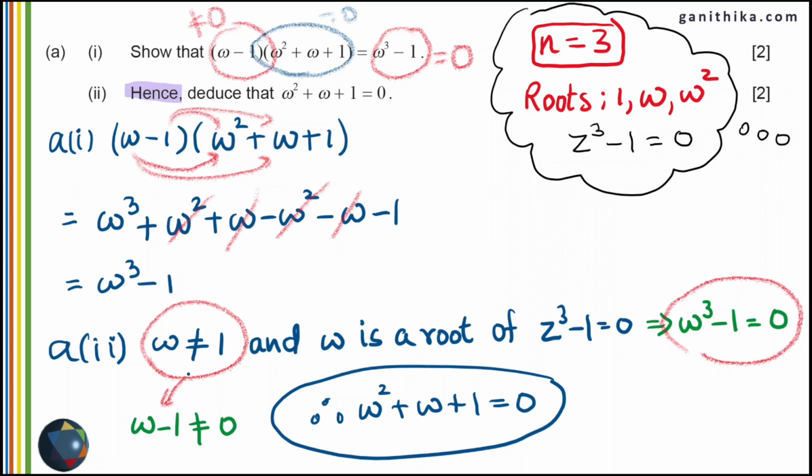If you think in this route, you will understand that you have to proceed in this way, where omega is not equal to 1 and omega is the root of z cube minus 1. In this case, you will have reason marks for writing omega minus 1 is not equal to 0, and reason marks for writing omega is the root of z cube minus 1 equal to 0, therefore omega cube minus 1 is equal to 0. So you will not get answer marks because it's a deduced question. So you will have 2 reason marks for writing the 2 parts of the equation.